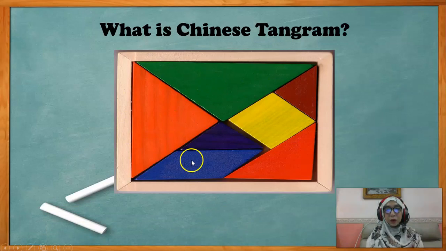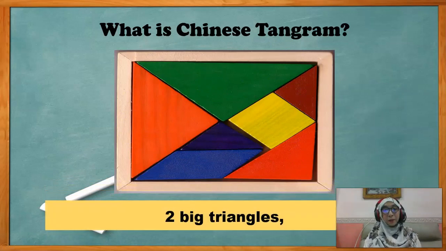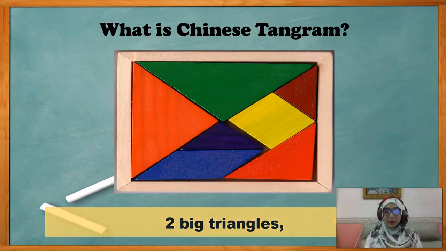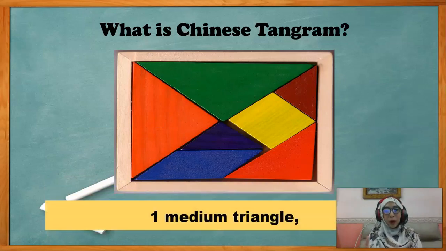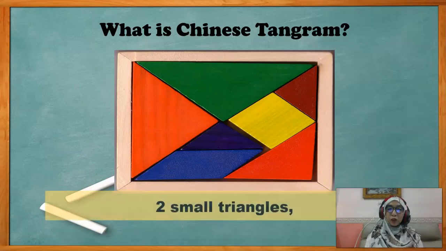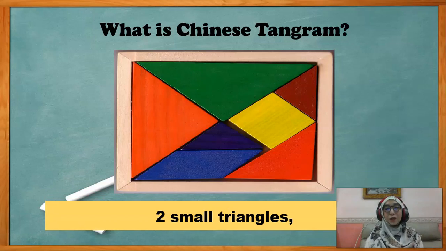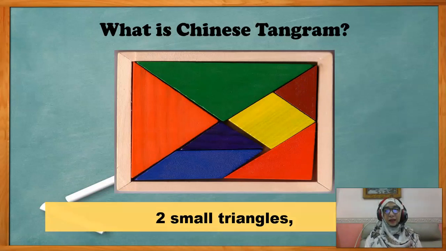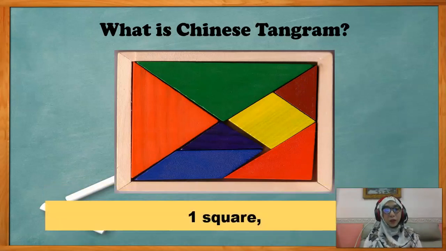So, 1, 2, 3, 4, 5, 6 and 7. The puzzle consists of 2 big triangles. It also has 1 medium-sized triangle. Can you find where it is? It's there. Okay, that's 1 medium-sized triangle. And we also have 2 small triangles. 1, 2. Okay, we also have one square.